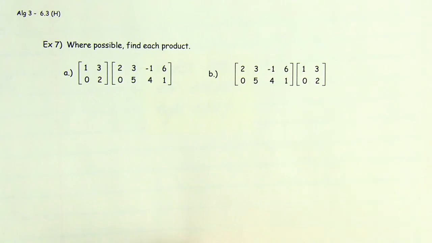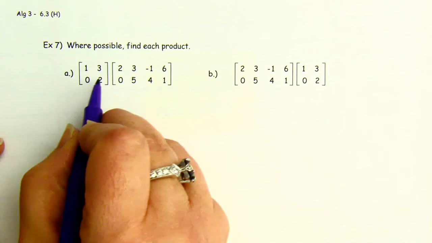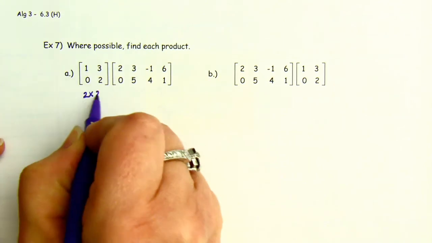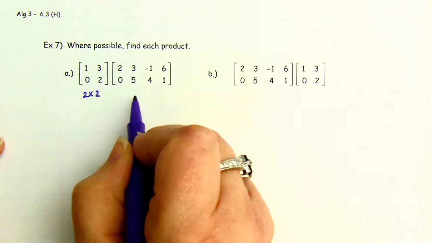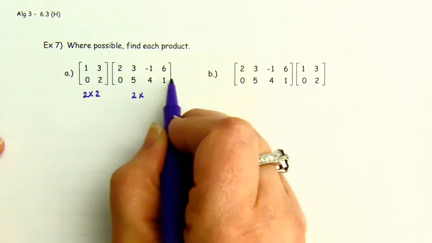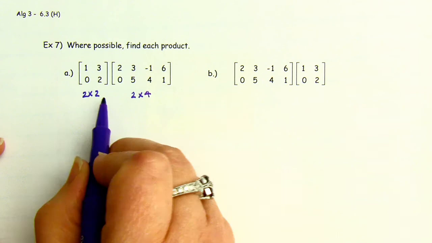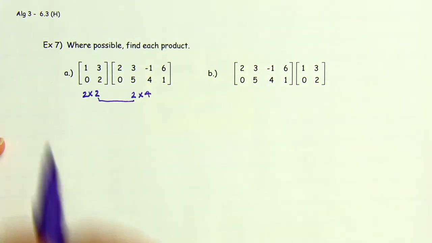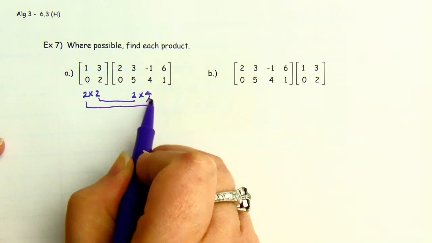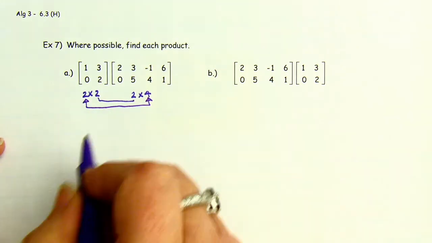Okay, the next part of this is example 7 on the next page. And it says, where possible, find each product. Well, folks, you have to determine the order of the matrices so that we can make a determination if they can or cannot be multiplied. This matrix here is 2 rows, 2 columns. This is a 2 by 2. This here is 2 rows, 1, 2, 3, 4 columns. Can we multiply? We can, because these two match. What is the output? Well, the output is a 2 by 4.